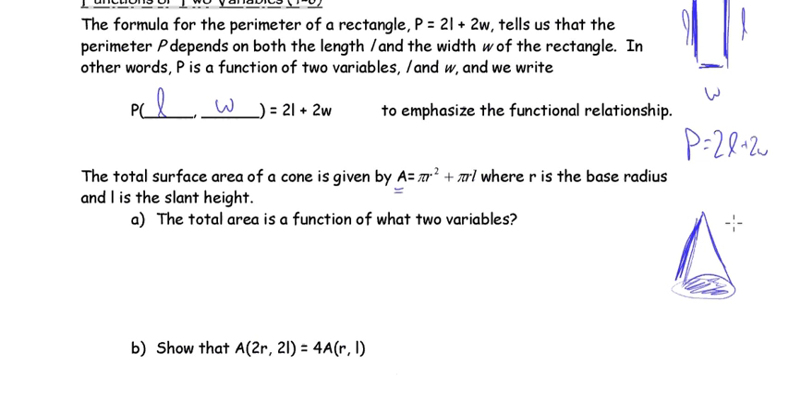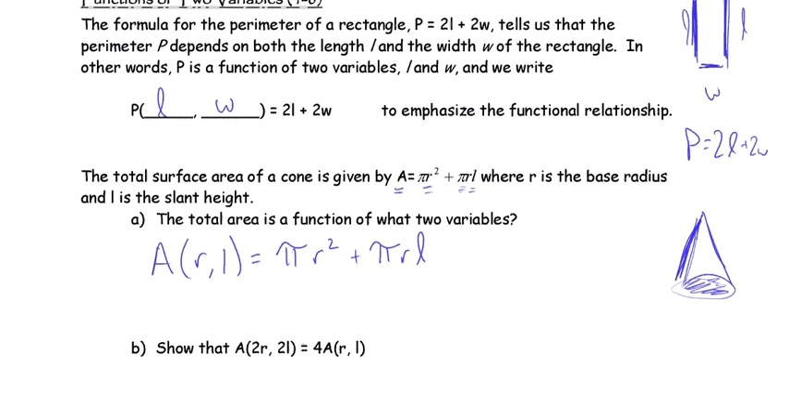Now, the total area is a function of what two variables? And hopefully you can see it's R and L. Now R appears twice, but that's okay. We've got two different variables that area is going to be defined by. And so we've got area, A of R, L, is going to be equal to pi times the radius squared plus pi times the radius times the slant height.